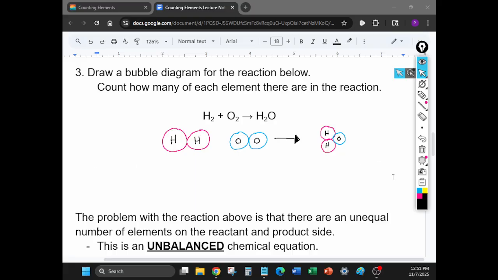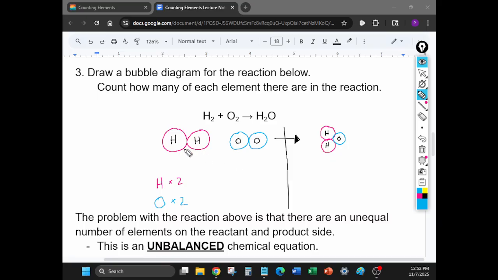Now, before we move on, we're going to do something that's going to lead into the next lecture. We're going to count how many H's are on the left side, how many O's are on the left side. So let's count the elements. If you look at H, how many H's are on the left side of the arrow? 2. There are 2. So 2 red circles, so there are 2 hydrogens. If we take a look at O, how many O's are on the left side of the arrow? 2. Same thing. Good.